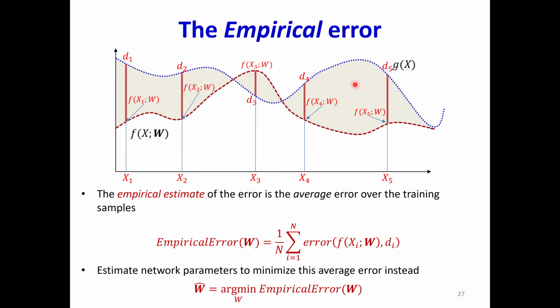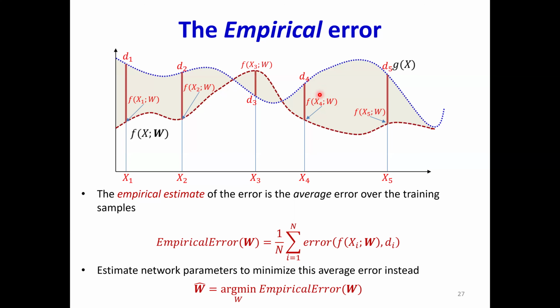And so the actual situation we have is something like this. In theory, if you had this entire function g of x, then you could compute this error area given by the shaded area and estimate w to minimize the area. In practice, you're going to have g of x only at a small set of training points. At those training points, you can compute the network output. And there will be a difference between the desired output of the network and the value computed by the network. This is the error.